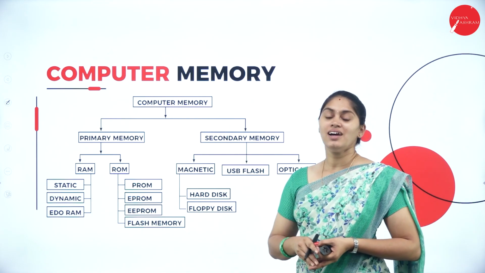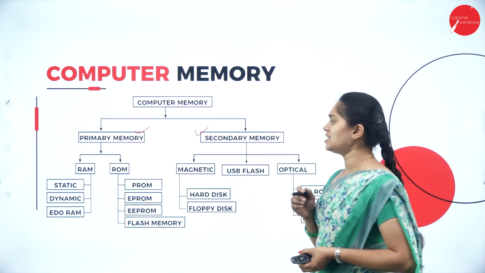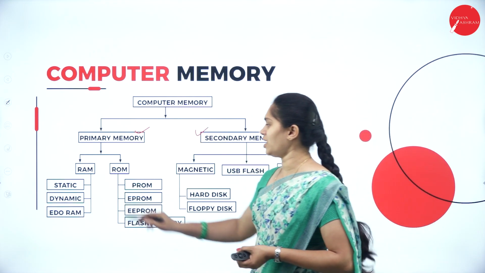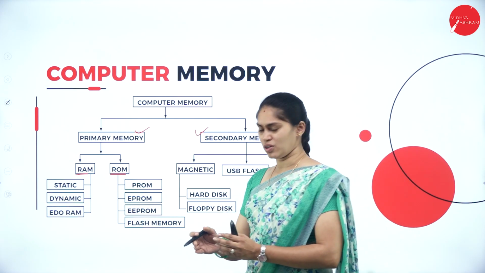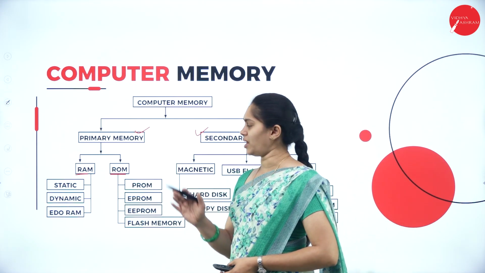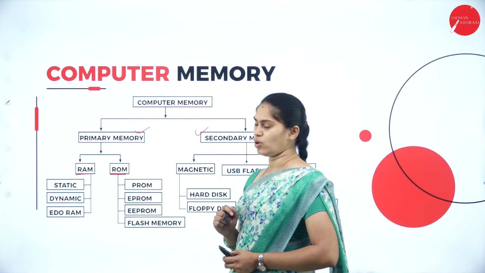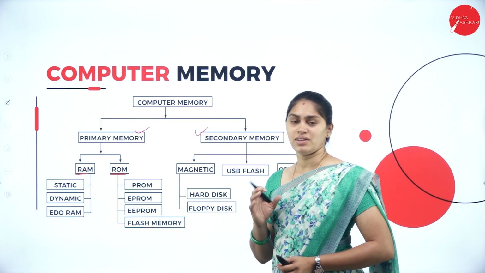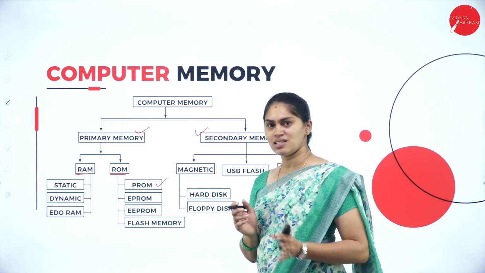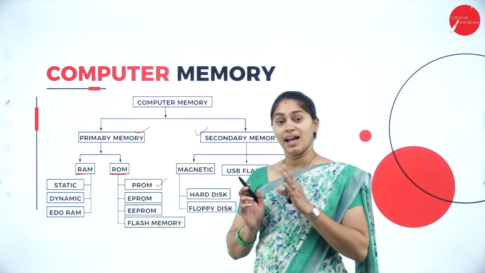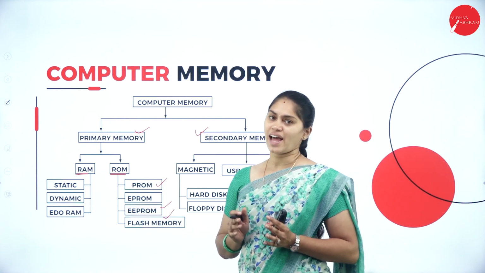Here you can see the classification of computer memory. In that we have primary memory and secondary memory. In the primary memory we have RAM and ROM. RAM is what? Random access memory. ROM is read-only memory. In the RAM we have static RAM, dynamic RAM and EDO RAM. Along with that, in the ROM, read-only memory, we have programmable read-only memory, erasable programmable read-only memory, electrically erasable programmable read-only memory, and also flash memory.